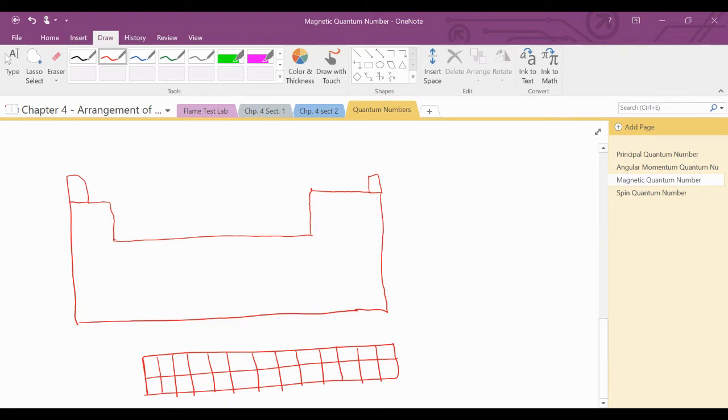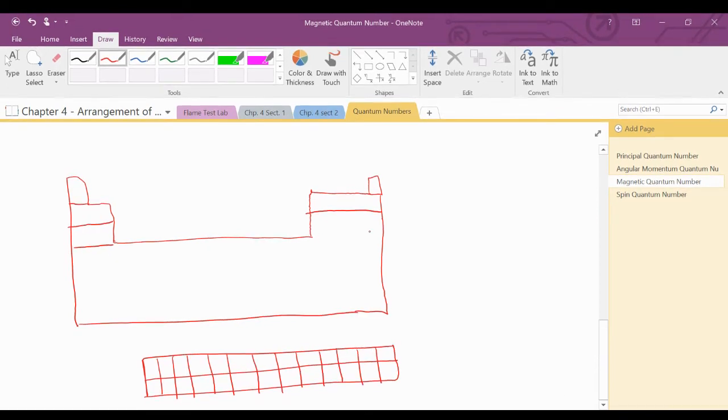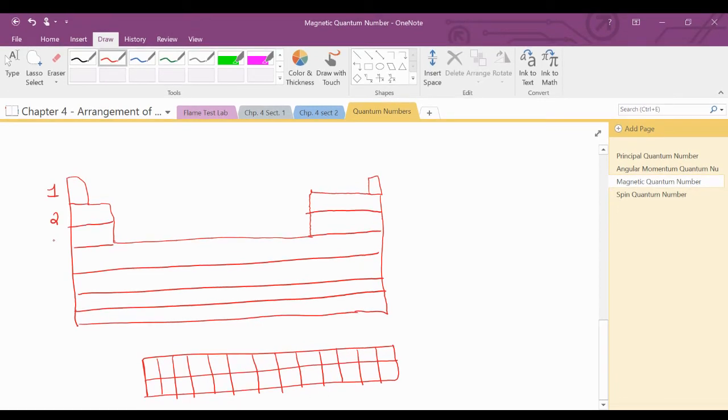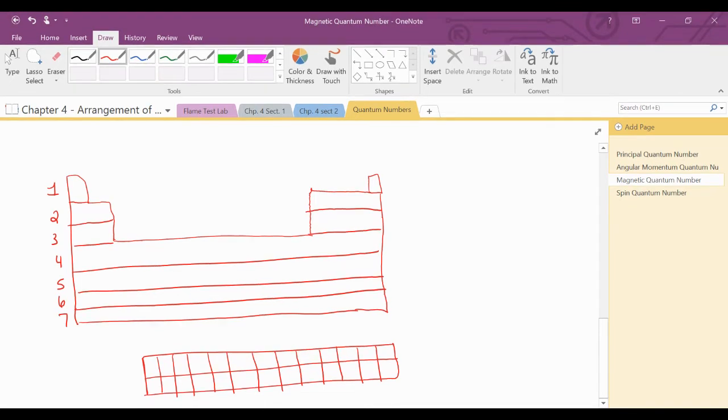Okay, so we know that there are the energy levels because we've already numbered these. Those were our periods. So we had 1, 2, 3, 4, 5, 6, and 7.